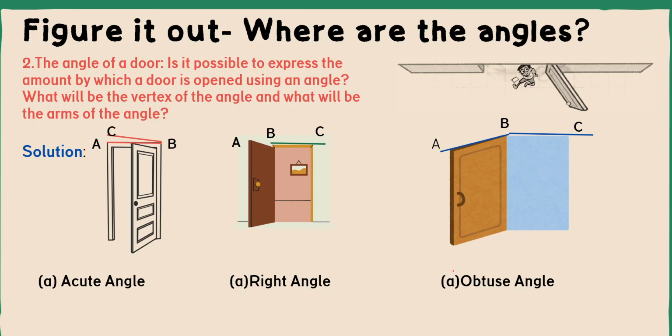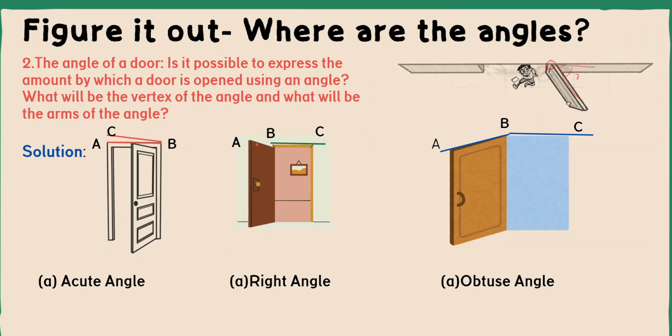The angle of a door. Is it possible to express the amount by which a door is open using an angle? Here there is a door and we need to express it with an angle. What will be the vertex of the angle and what will be the arms of the angle? If we consider this a door, this is the vertex and these are the arms. This is an acute angle.